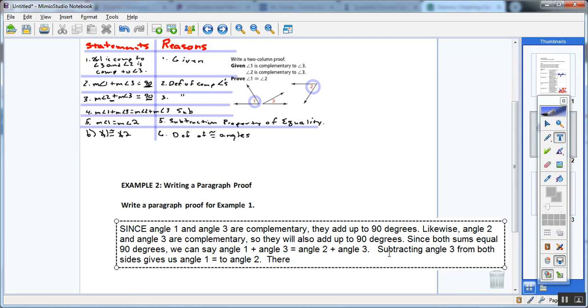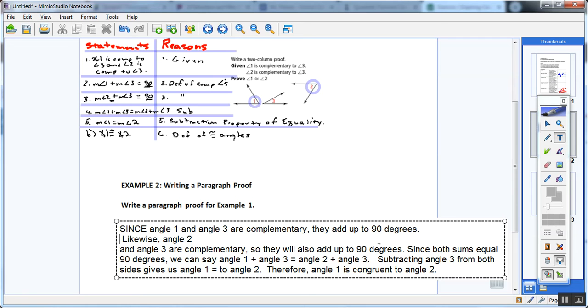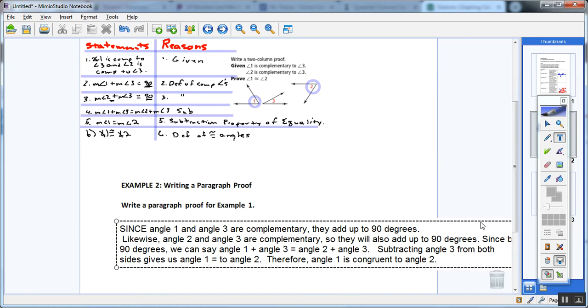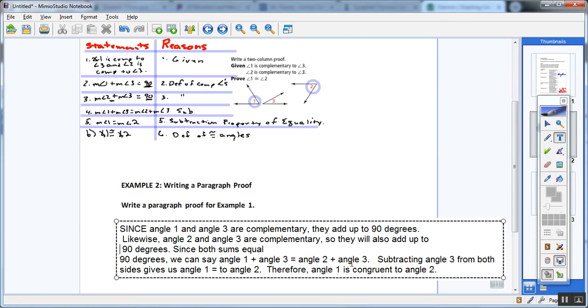Therefore, what can I say? They are, angle 1 is, what's the word? Angle 2. Wait, do we have 4 English teachers? Are you going to make us write this out? I'd like you to. That's rough.